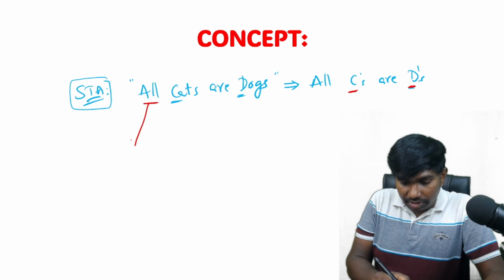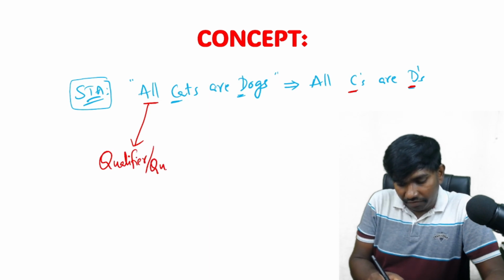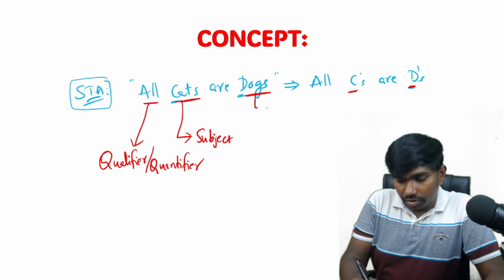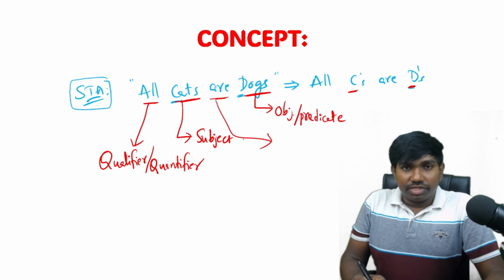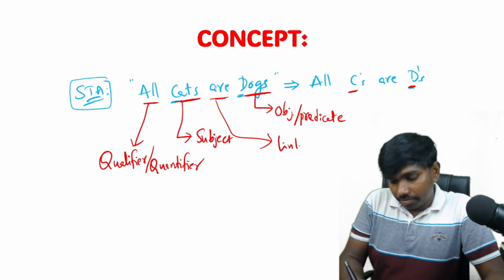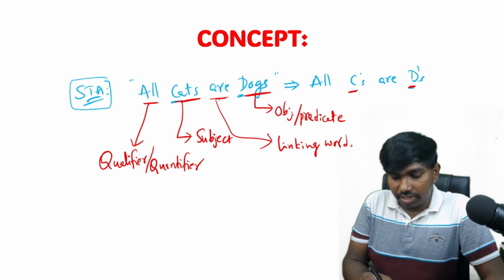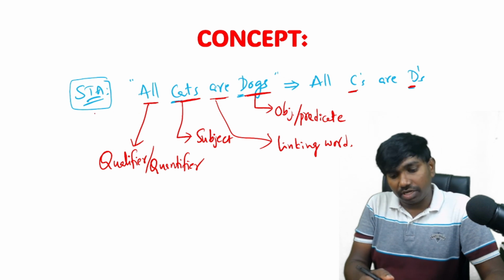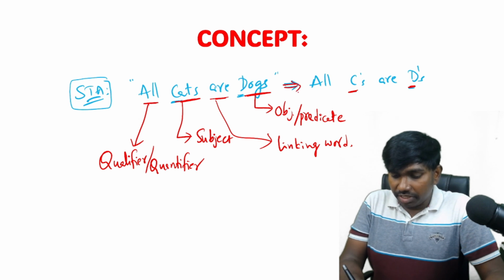Okay, so the terminology here. First of all, in this statement, this "all" is called the qualifier or quantifier, and this word cat is the subject of the statement, and the word dog is the object or predicate of this statement. I'm not teaching English. We are in reasoning only. Next, the word "are" is the linking word. It is just a linking word. So the order is qualifier or quantifier, then subject, then linking word, and object. This is the general format of the statement, as well as the conclusion. The conclusion also looks the same. So I have generalized this one: all C's are D's.